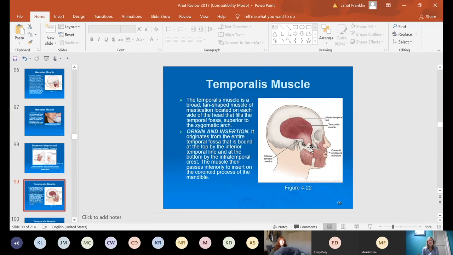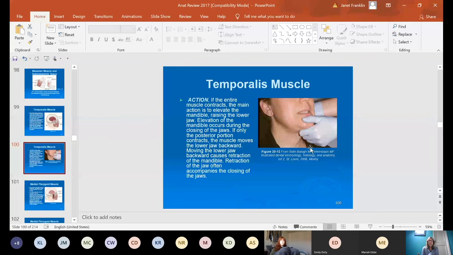The temporalis muscle sits in the temporal fossa. If the entire muscle contracts, the main action is to elevate the mandible, raising the lower jaw. So it assists in chewing as well, or closing your mouth. When you have your hands on your patient's TMJ and you say open and close, that's what they're doing.